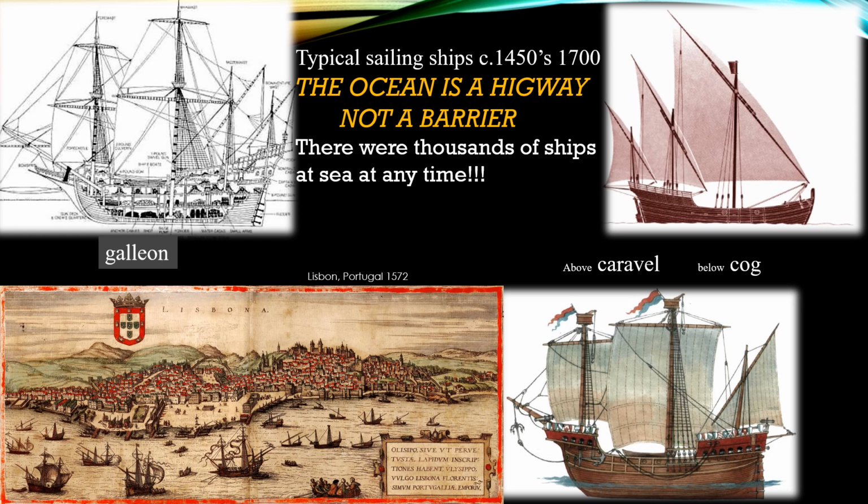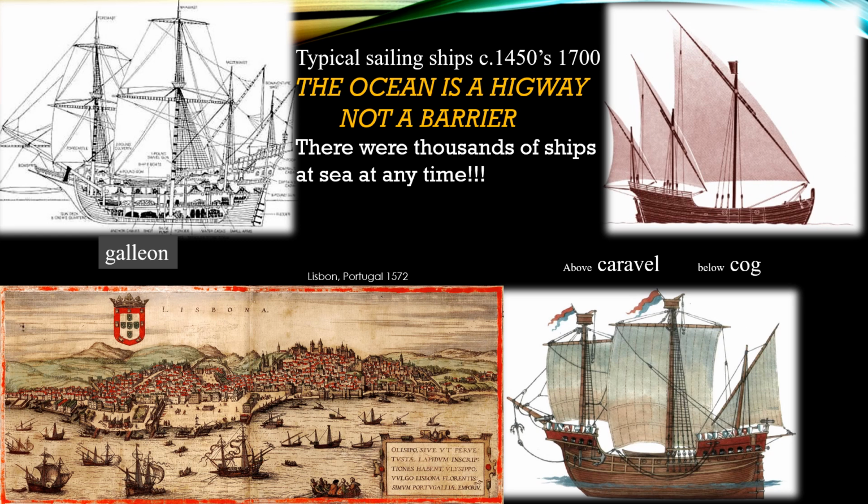Next to that is a caravel, and then below there in the lower left is a cog. These are just different types of sailing ships. And caravels and cogs, there must have been thousands of them. Thousands and thousands. They're at sea all the time, traveling back and forth with all sorts of goods. There are many in harbors, loading and unloading. Many more being built. In that illustration of Lisbon Harbor in 1572, you can see dozens and dozens of ships on the Tagus River.